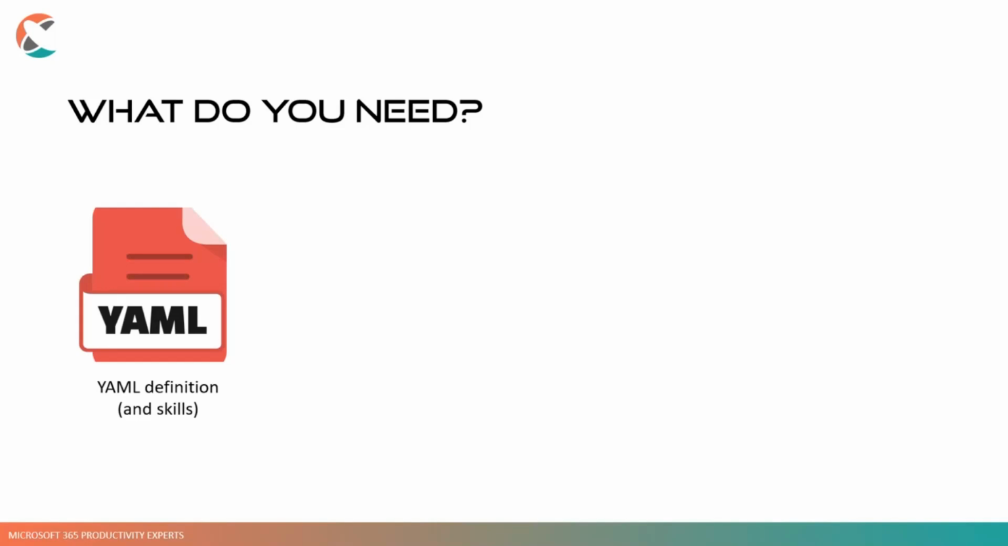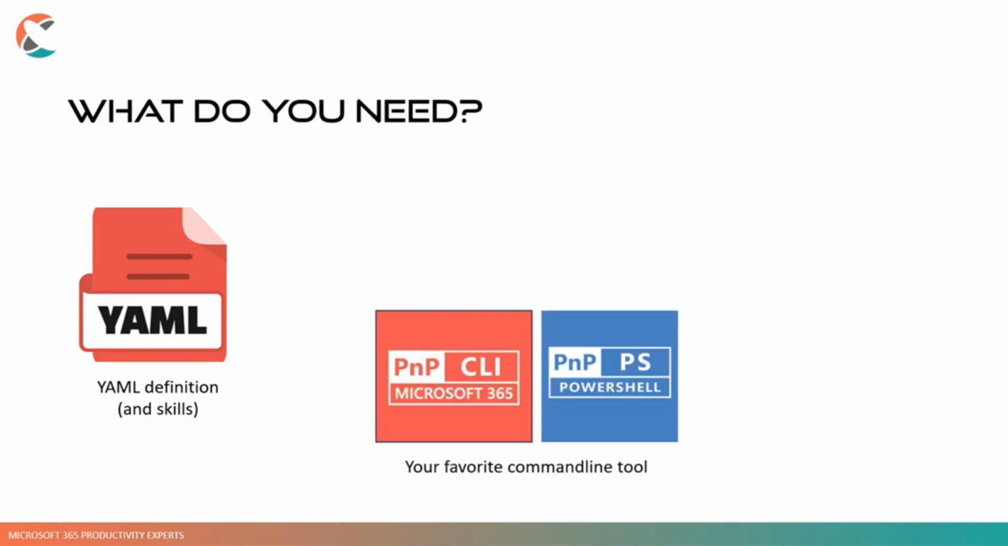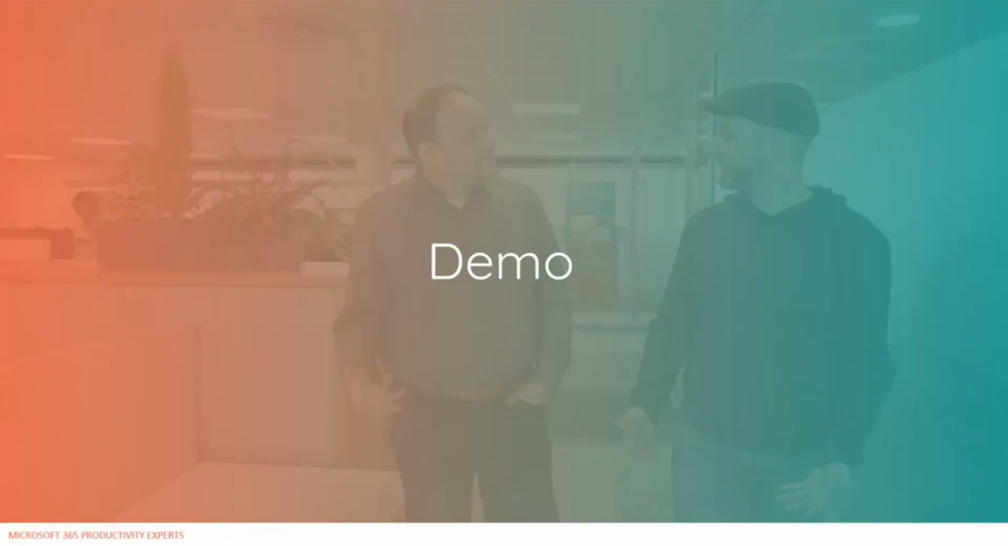So you need a YAML definition most of the time and YAML skills. Most of the people don't like those things. You need your favorite command line tool, be it, for example, the CLI for Microsoft 365 or PnP PowerShell, also possible. And you need, most of the time, an app registration in Entra ID, because you need to authenticate from the pipeline to your Microsoft 365 tenants. So let's dive into a small demo to see how that all works.